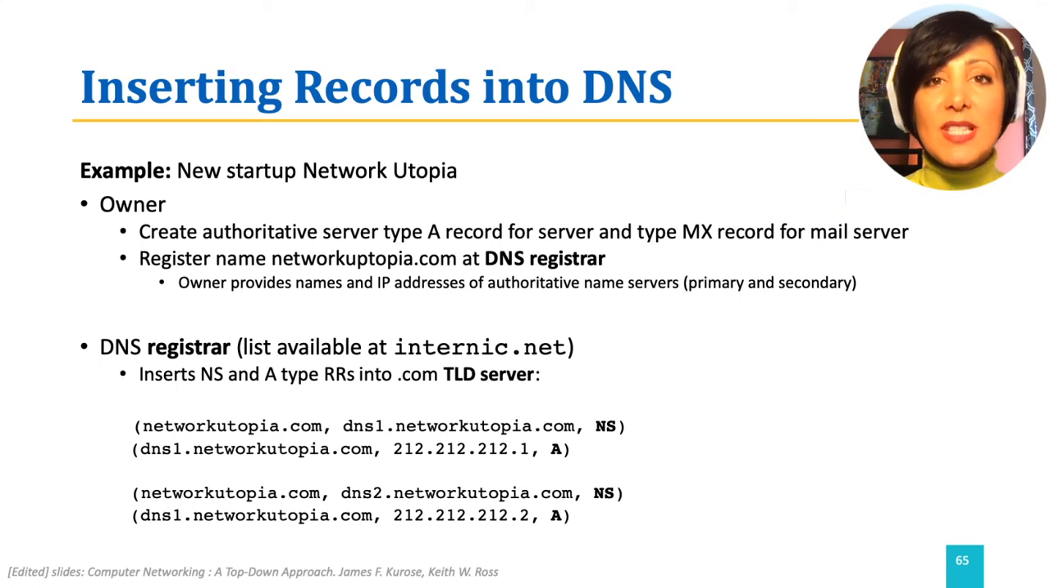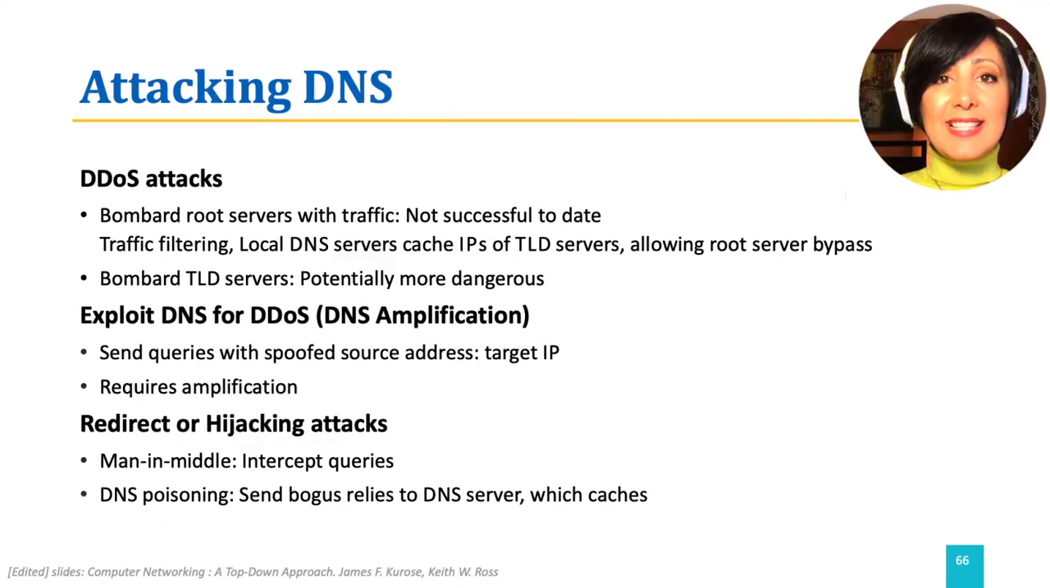You need to provide the host names and IP addresses of a primary and a secondary authoritative DNS server to the DNS registrar. You also need to insert type A and MX records for your host name and mail server at the authoritative name servers. For each of those authoritative servers, the DNS registrar will insert a type NS and a type A record into TLD servers.